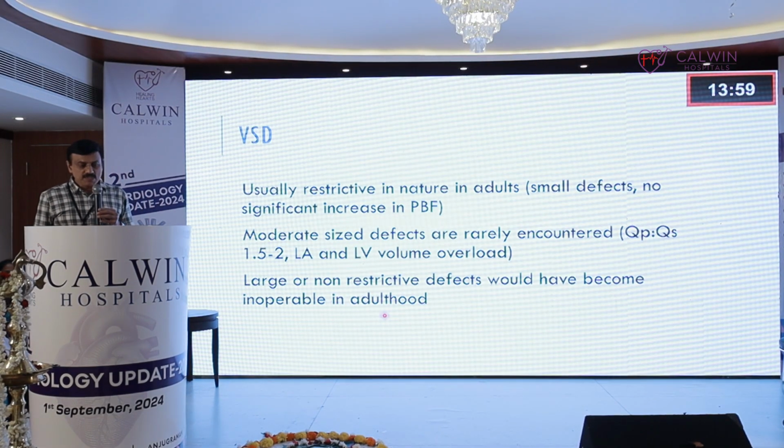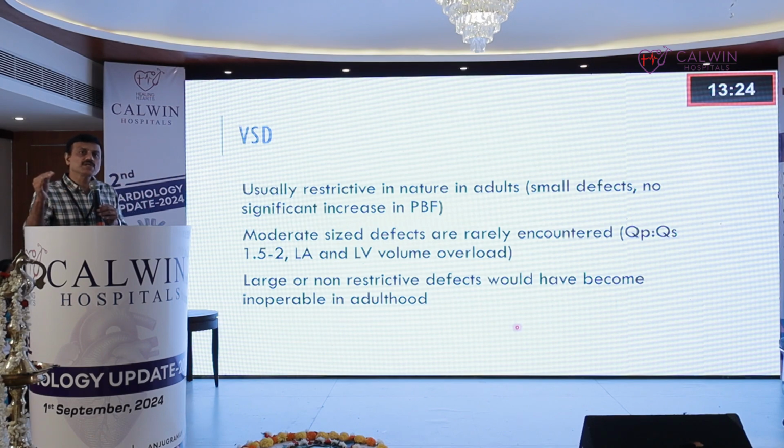So what about VSD? It's usually restrictive in nature in adults. Usually small defects with no increased pulmonary blood flow are seen in adults, because most of the large defects would have presented in infancy, and either got corrected or the child would have died. Moderate VSDs would generally have been detected by the murmur, rectified by surgery, or would have become smaller. So most VSDs we see in adults are small. Moderate size defects can be seen where the Qp:Qs is 1.5:2, and LV volume overload may be there. Large or non-restrictive defects generally would have become inoperable in adulthood.